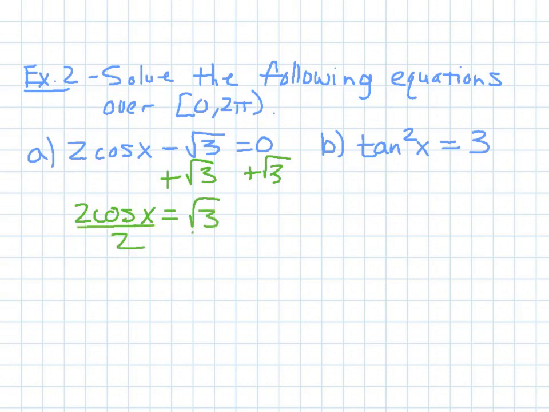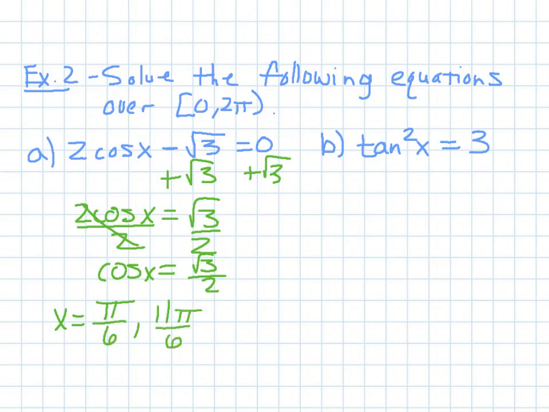Okay, and then divide by 2. Okay. Now because some of these are on the unit circle, you don't have to do any extra math. So if I think about what angles give me square root of 3 over 2 for cosine, your values would be pi over 6, and then also 11 pi over 6. Okay. Now those would be the only solutions in between 0 and 2 pi, so those would be my only answers.